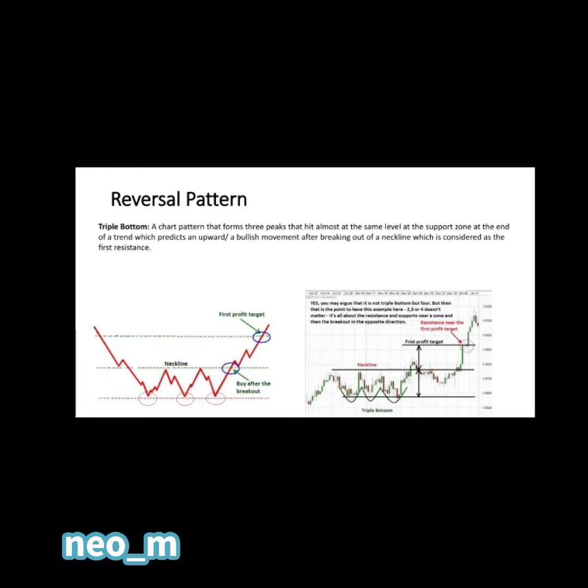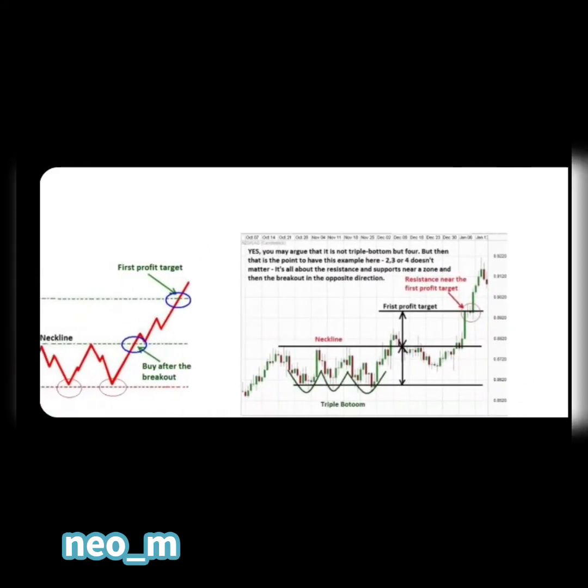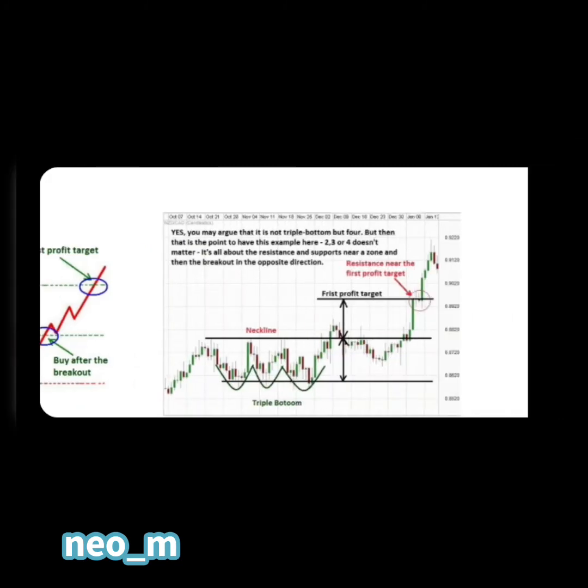Then we have a triple bottom, which is the opposite of a triple top. A triple bottom is a chart pattern that forms three peaks that hit almost at the same level at a support zone at the end of a trend, which predicts an upward or a bullish movement after breaking out of a neckline, which is considered the first resistance. Now here's the first resistance, guys. The green dotted line is the first resistance.